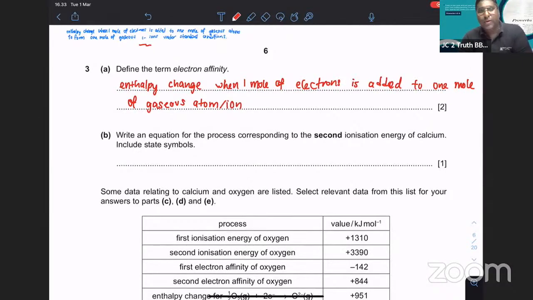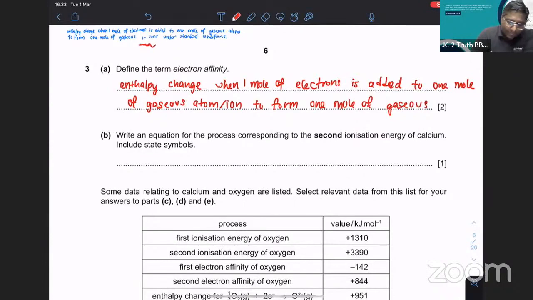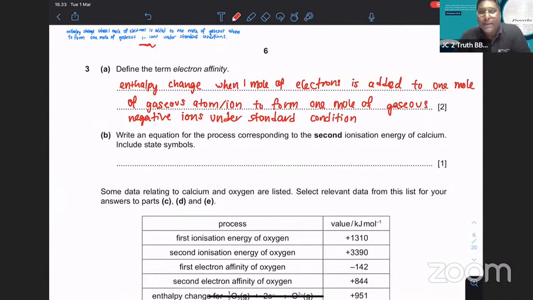So it can also be applied for, let's say, second electron affinity, third electron affinity, or what. Gaseous atom or ion, to form 1 mole of gaseous negative ions, under standard conditions. So important, 1 mole of electrons is being added to 1 mole of gaseous atoms or ions to form 1 mole of gaseous negative ions. So it must be gaseous as well. That will give you the 2 marks.